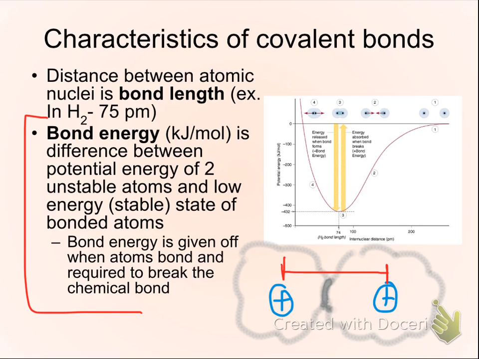Chemical bonds contain energy. And bond energy, if we're going to go back to that sort of table that I drew for you, bond energy is the amount of energy that's contained in the bond. It's given off when atoms bond, and you have to use that energy to break the bond. So to break 2 atoms apart requires some amount of energy.